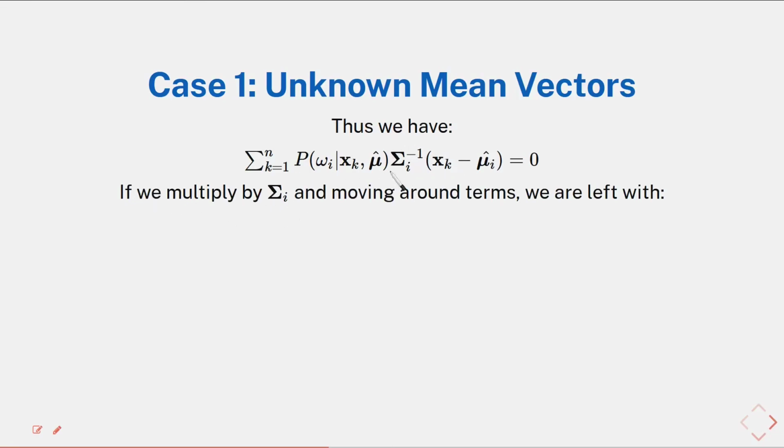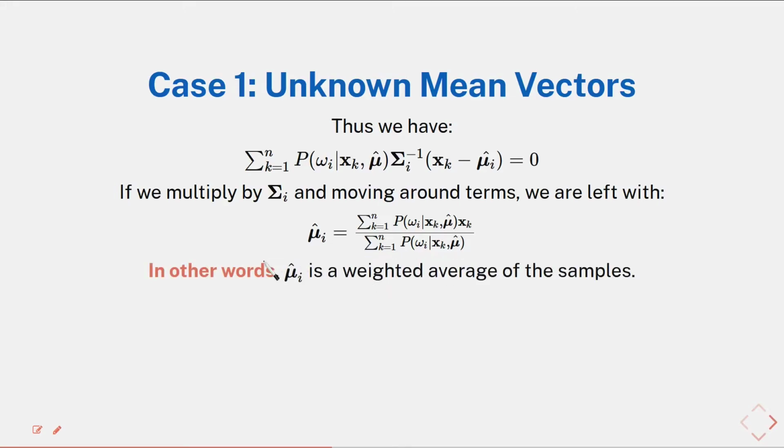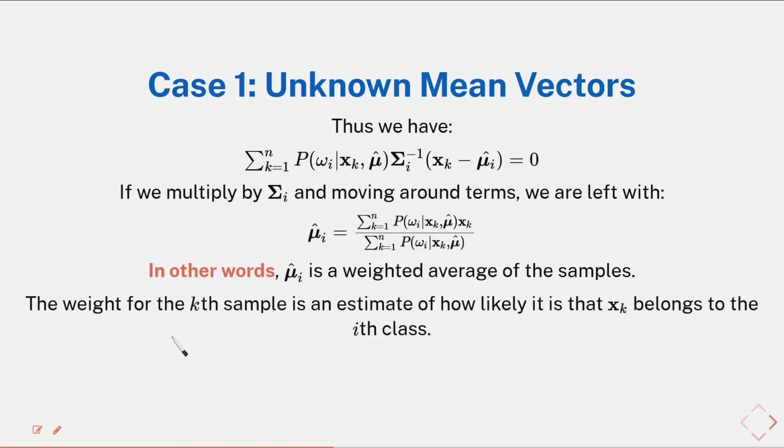If we multiply by the covariance and we move around some terms, we're left with mu equal to a fraction defined by the density, the probability of the class given the sample, multiplied by the sample, divided by the summation of all the possible densities. In other words, mu hat is a weighted average of the samples. That's essentially what this boils down to. The weight for each sample is an estimate of how likely it is that that sample belongs to the ith class. So if this is a weighted average of the samples, then the weight is an estimate of how likely it is that this sample belongs to that particular class.